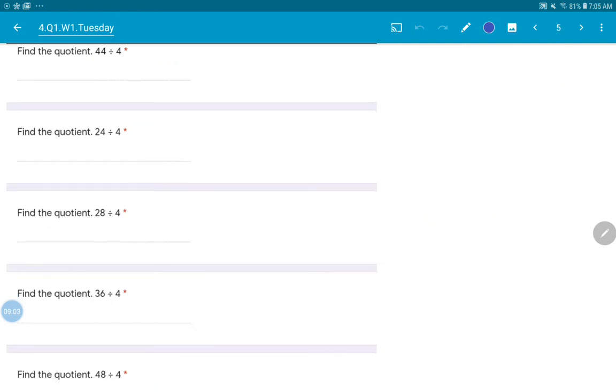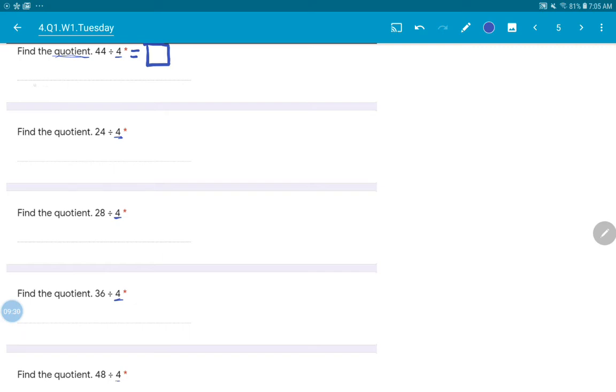All right, on the next set of problems, we're finding the quotient. Remember, the quotient is the answer to a division problem. So if I look here, I notice that I'm dividing by 4 each time. So I can think of these as 4's in multiplication facts. So 44 divided by 4 equals something.